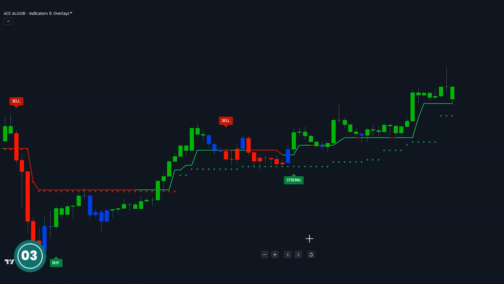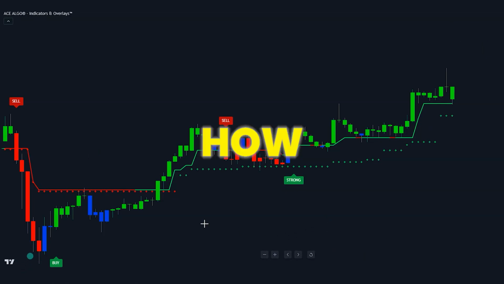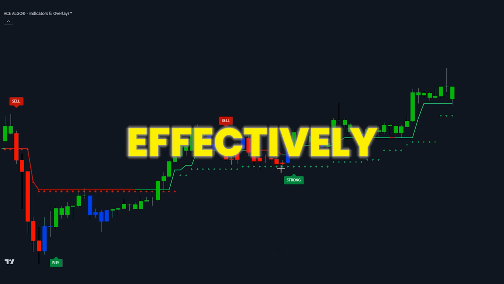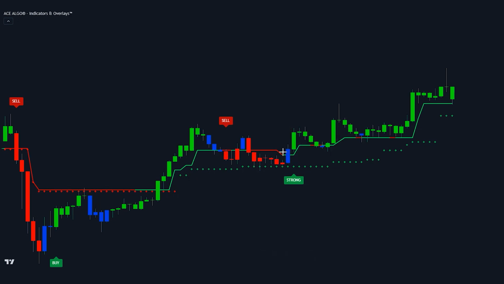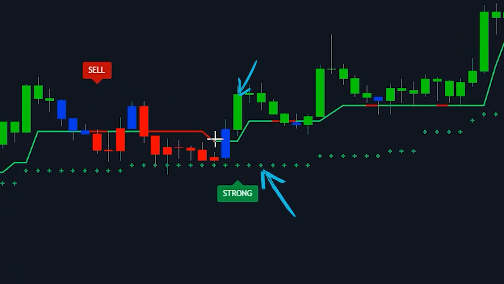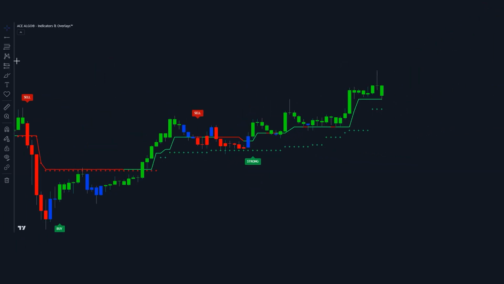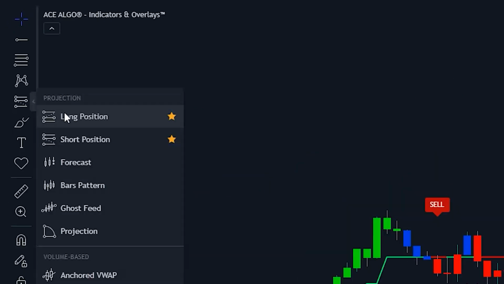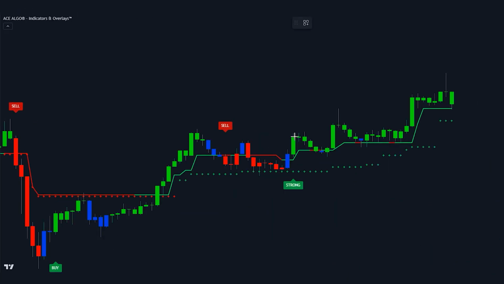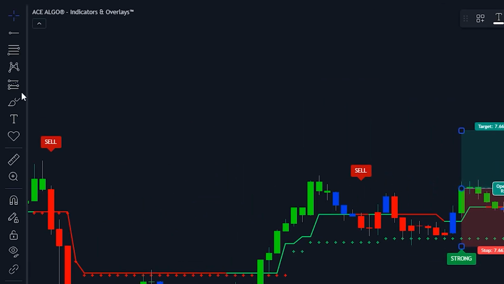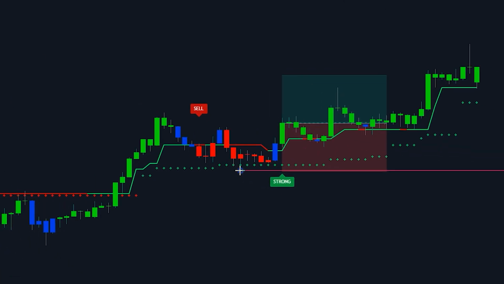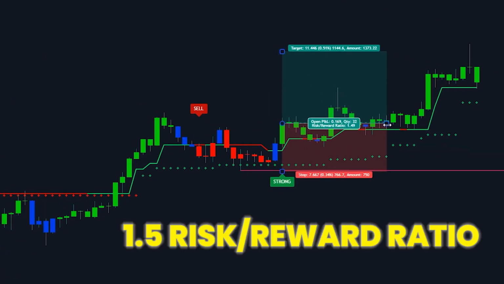Now that you're familiar with the indicators, let's talk about how to use them to enter trades effectively. When entering a long trade, wait for both the trend snatcher and trend finder to turn green. Then, for confirmation, look for a buy or strong buy signal. But remember, it's crucial that the candle closes above both the trend snatcher and trend finder for the signal to be valid. Once all criteria are met, it's time to enter the trade. Set your stop loss to the recent low and aim for a 1.5 risk to reward ratio.